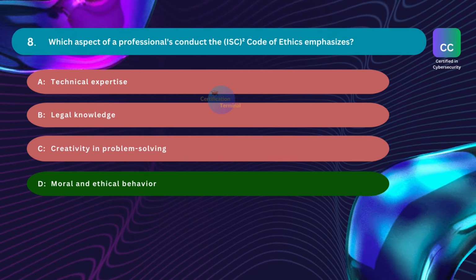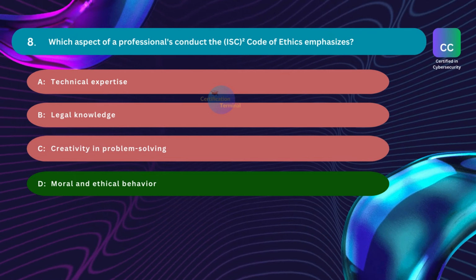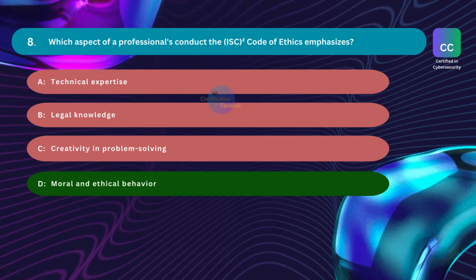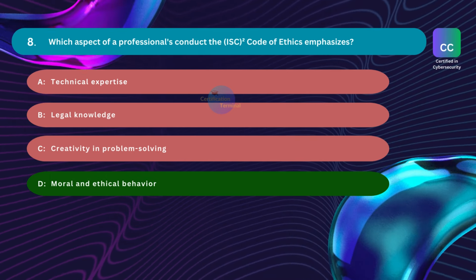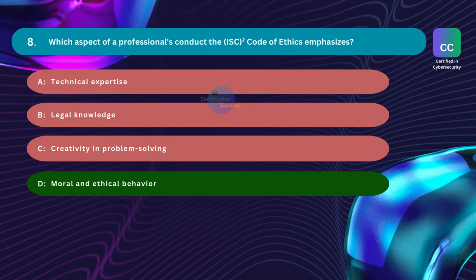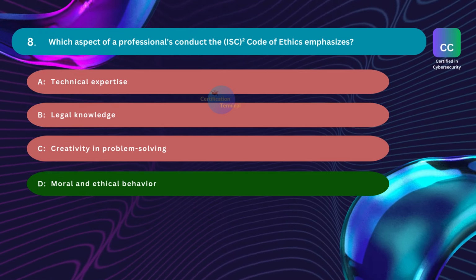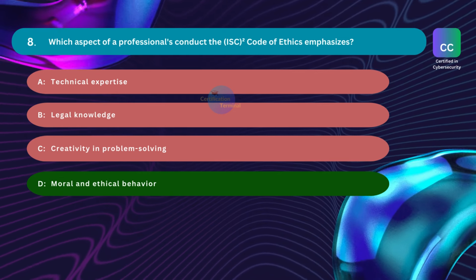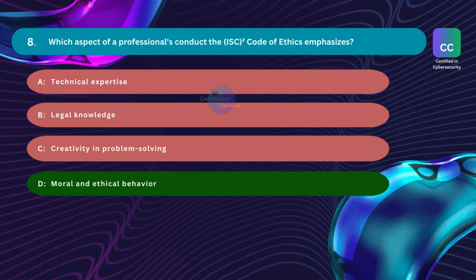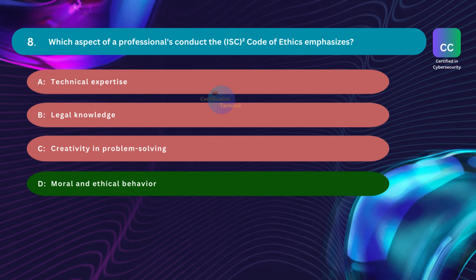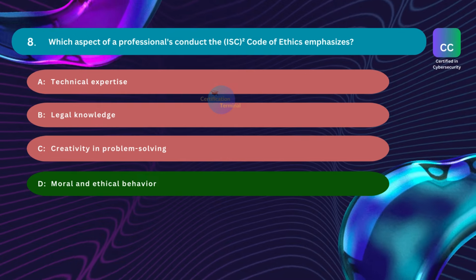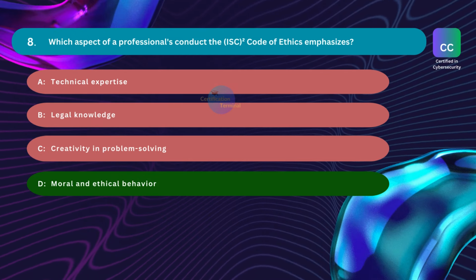Option C, creativity and problem solving, is incorrect. While creativity and problem solving is a valuable trait in the information security field, the ISC Square Code of Ethics explicitly addresses the need for moral and ethical behavior. Creativity is not mutually exclusive from ethical considerations, but the primary emphasis in the code is on the ethical conduct of professionals.